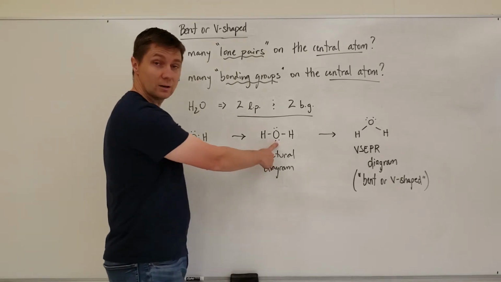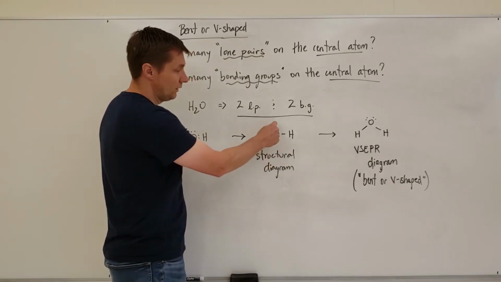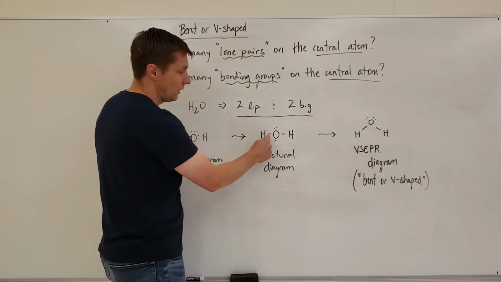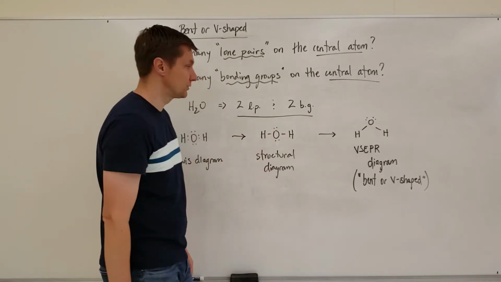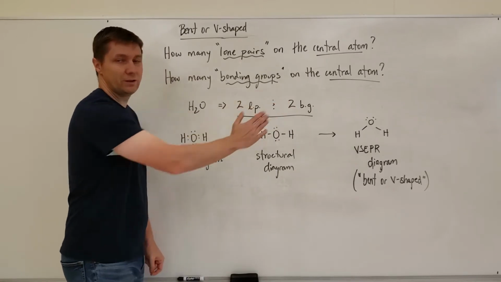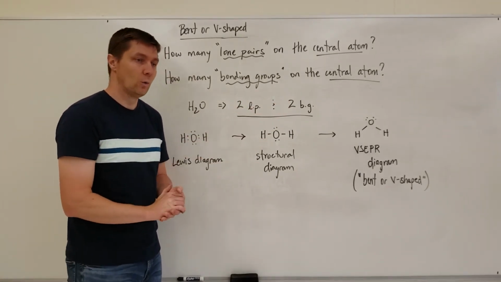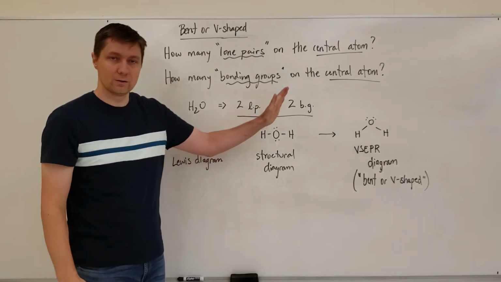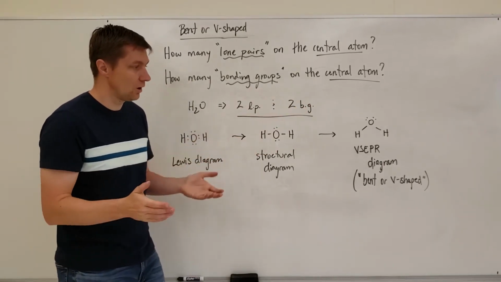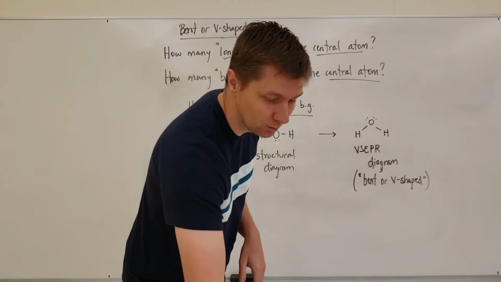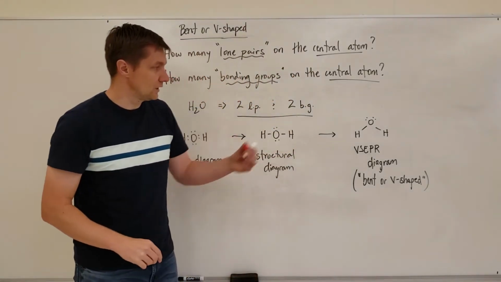So here's my central atom, the oxygen. It has 1, 2 lone pairs and 1, 2 bonding groups. And this is the configuration that tells us, hey, this molecule is bent or V-shaped, when the central atom has 2 lone pairs and 2 bonding groups. So the way that I draw a bent or V-shaped molecule is just like this on the board.